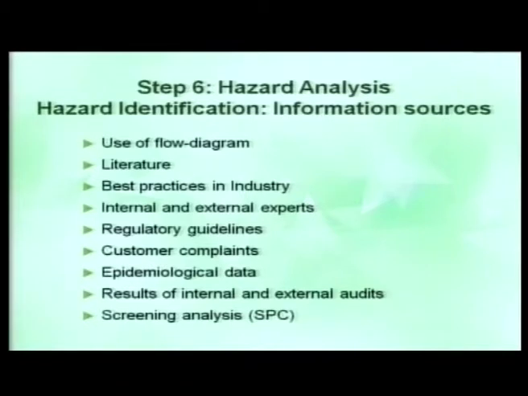So the principal step is yet to begin, and that is hazard analysis, which includes identification of the hazard. Now, to identify the hazards, you sometimes need to refer to various sources of information. Where from will you identify the potential sources, the reasons for the hazard identification? That will come from the literature, from your flow diagram, from the best practices in the industry. You can also get the hazards for a particular product, for particular process steps from internal and external experts in that area.